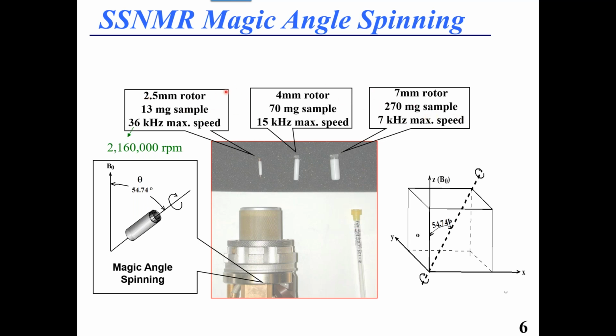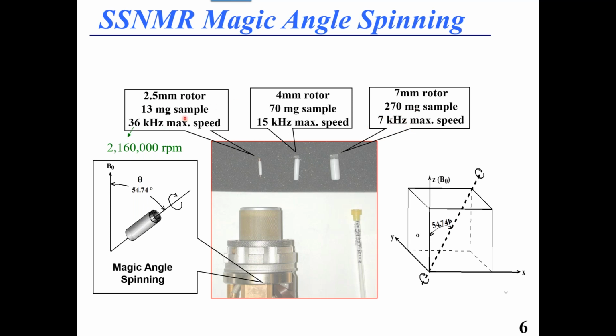As far as sample holders, we have a variety of sample holders. This is definitely, again, not a complete list. If we want the highest sensitivity, we use this biggest rotor, which can take up to almost 300 milligrams. But the downside is a relatively slow maximum spinning speed, so lower quality of spectra.